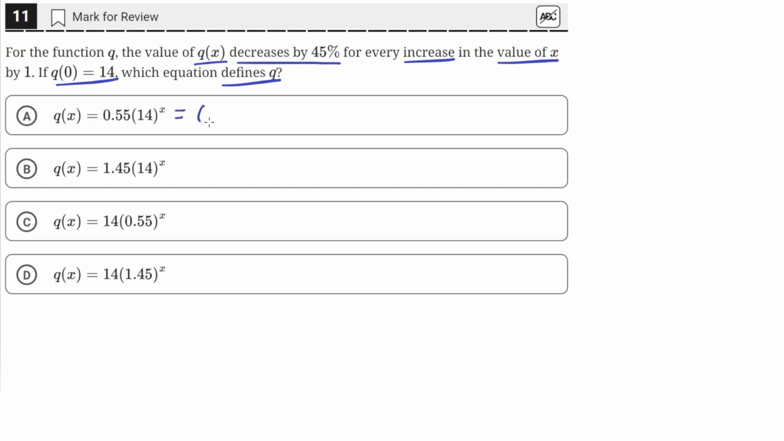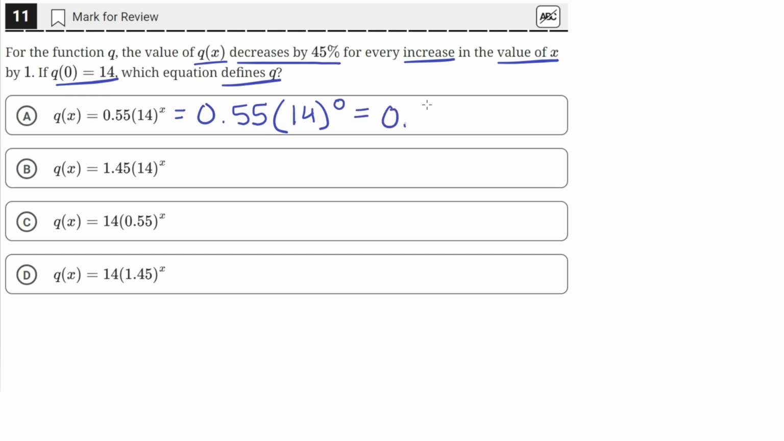So for the first one, when we plug in 0 for the value of x, so x here will just be 0, so 14 will be raised to the power of 0. And so 14 raised to the power of 0 is just 1, since anything raised to the 0 power is just 1.